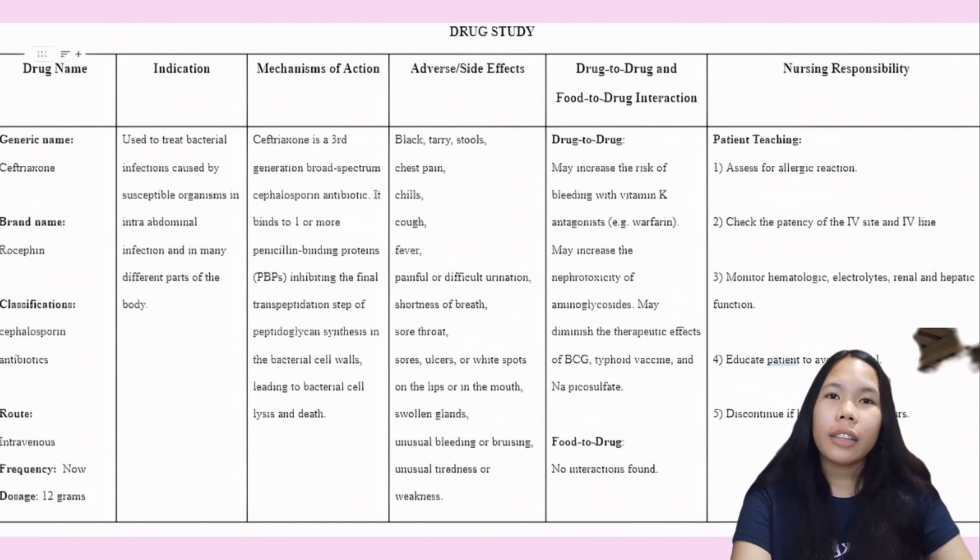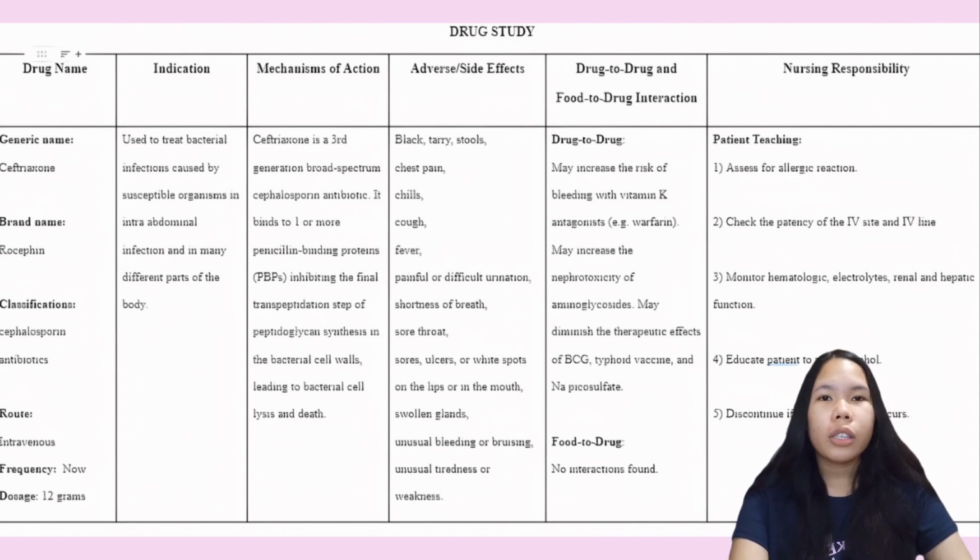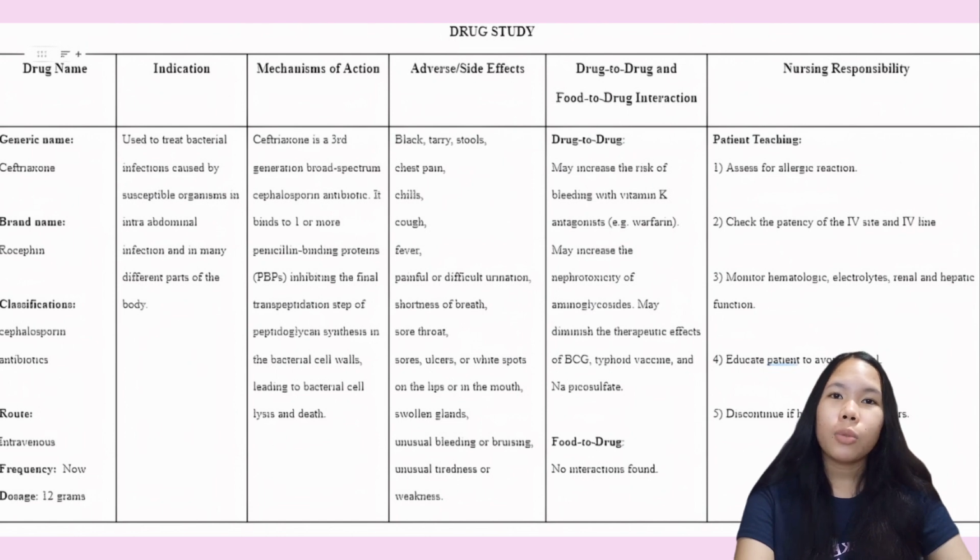Adverse and side effects: black tarry stools, chest pain, chills, cough, fever, painful or difficult urination, shortness of breath, sore throat, sores, ulcers, or white spots on the lips or in the mouth, swollen glands, unusual bleeding or bruising, unusual tiredness or weakness. Route is intravenous, frequency now, dosage is 1-2 grams.